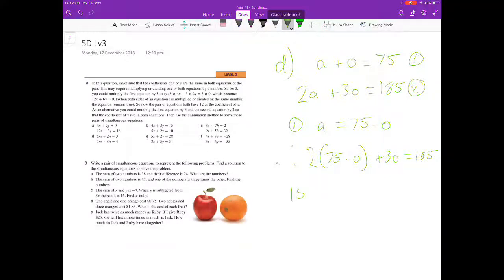Let's expand them out, and of course that is 150 minus 2 oranges plus 3 oranges is 185. Minus 2 plus 3 is an orange, and 185 minus 150 is 35. So an orange is 35 cents. An orange is 35, and an orange plus an apple is 75. An apple is, of course, going to be 40 cents.